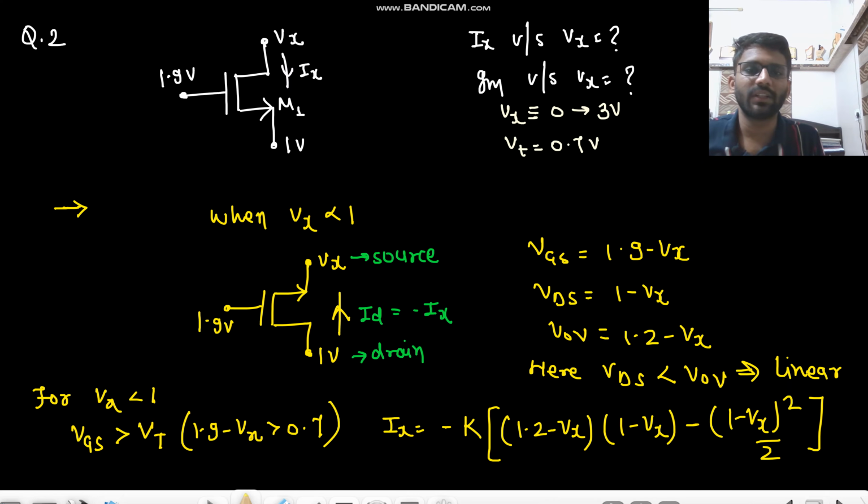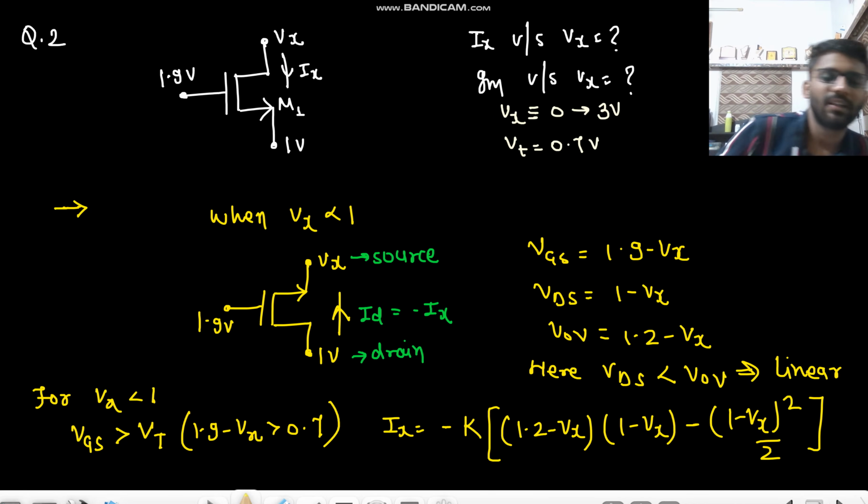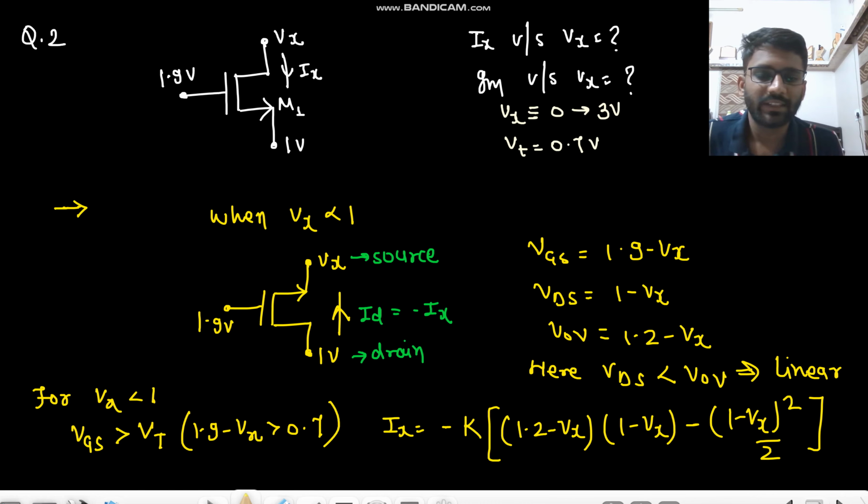And in this one you saw the 3 regions. We will just revise it once again. Also we have to see gm as well, okay. So what we saw here is that initially, when Vx was less than 1 volt, it got interchanged. The upper one became source, the lower one became drain, because this was at higher potential, so it became drain, okay.